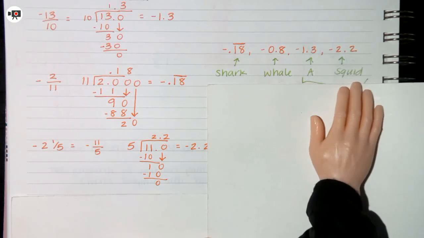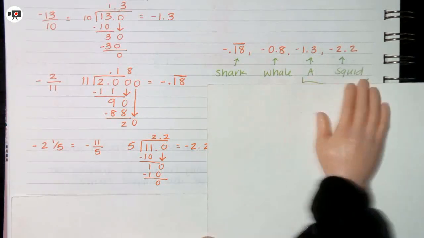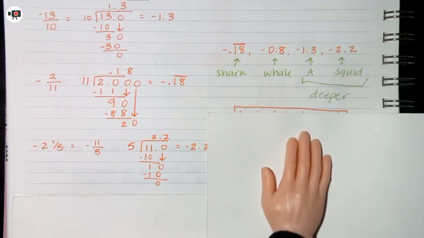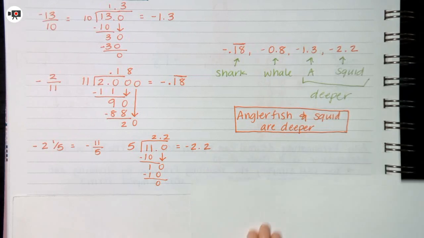So which ones are deeper than the whale? The ones that have lower elevations. They're further away from sea level. They are more negative. So the anglerfish and the squid are deeper than the whale.